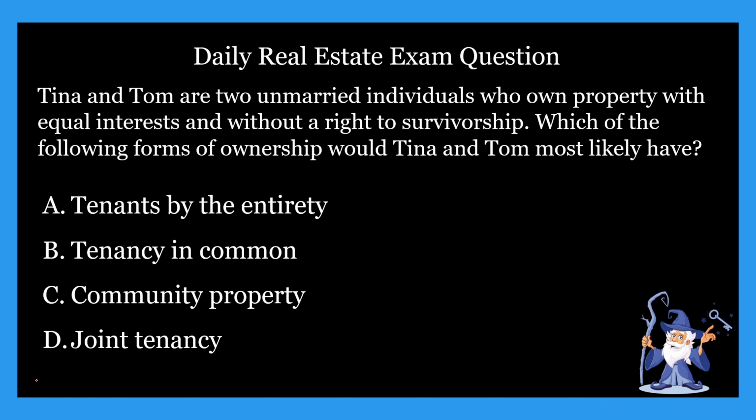The question states: Tina and Tom are two unmarried individuals who own property with equal interests and without a right of survivorship. Which of the following forms of ownership would Tina and Tom most likely have? And it gives us four options. A, tenants by the entirety. B, tenancy in common. C, community property. Or D, joint tenancy. So like always, I'm going to give you guys a brief opportunity to read it over. Pause if you need to, come up with your answer. So go ahead and do that right now.